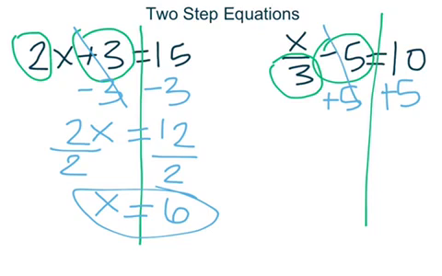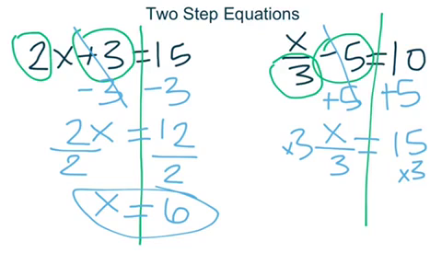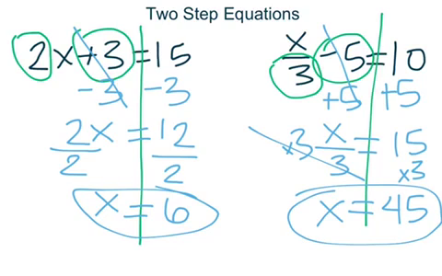Negative 5 plus 5 is 0, so I have x over 3 equals 10 plus 5, which is 15. And then the opposite of dividing by 3 is multiplying by 3. So I'm going to multiply both sides by 3. That's going to cancel out, and I have x equals 15 times 3, which is 45. And now x is by itself.